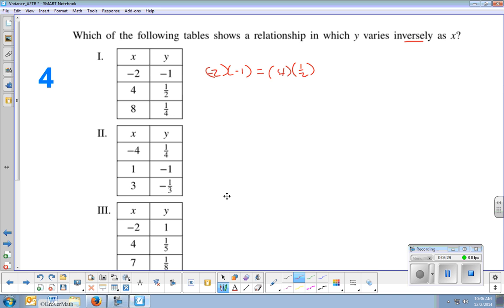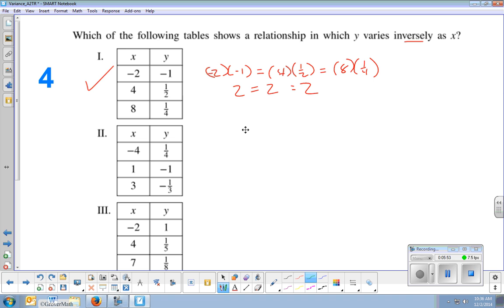Calculator's opening up now. Well, you could just test them, and you could use your calculator. Negative 2 times negative 1 is positive 2. 4 times a half is 2, so that works out well. Is that the same thing for 8 times 1/4? Well, 8 times a fourth is also 2. So yeah, this has a constant ratio of 2. So that works inversely. Let's try another one.